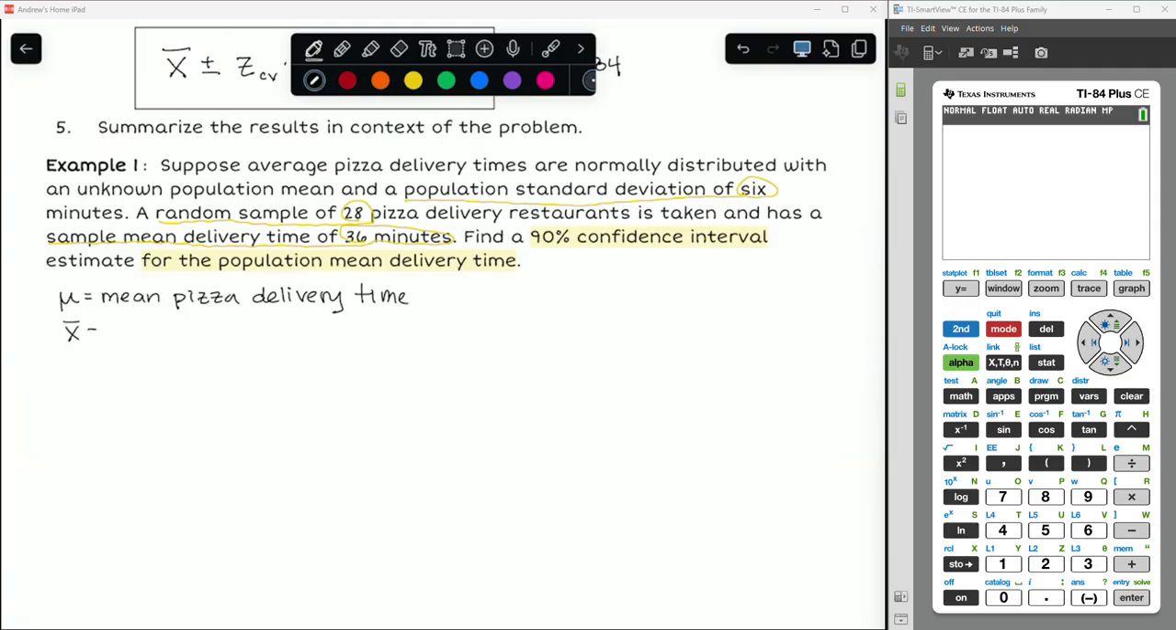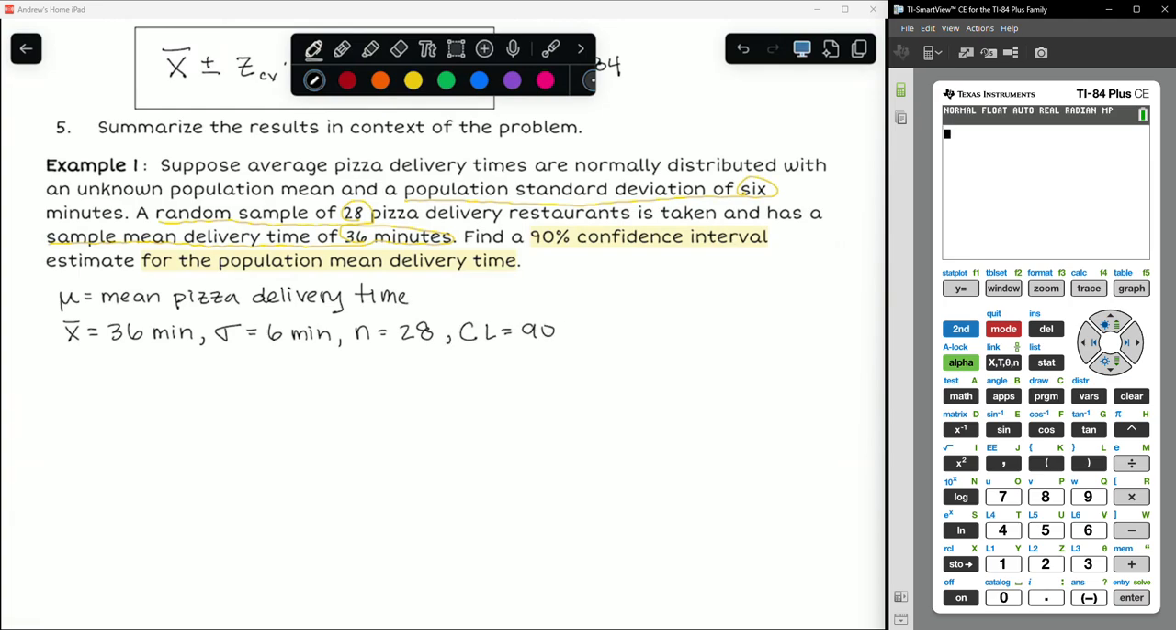They gave us a sample mean of 36 minutes. They gave us a population standard deviation of 6 minutes. I know that I had a random sample of 28 pizza delivery restaurants. And I also know my confidence level was 90%. It told me I wanted to build a 90% confidence interval.